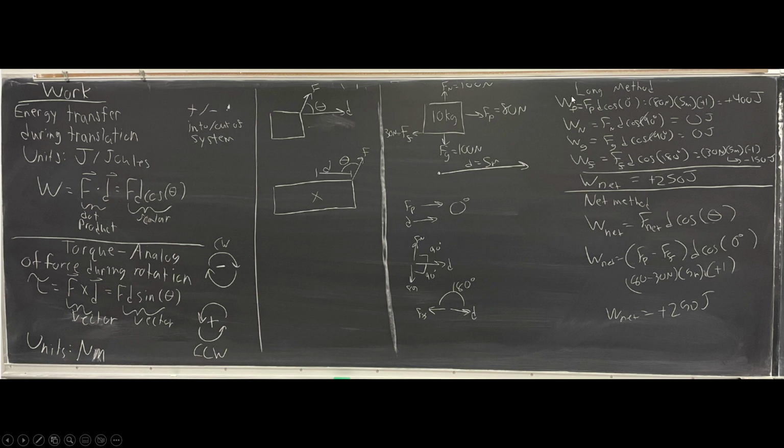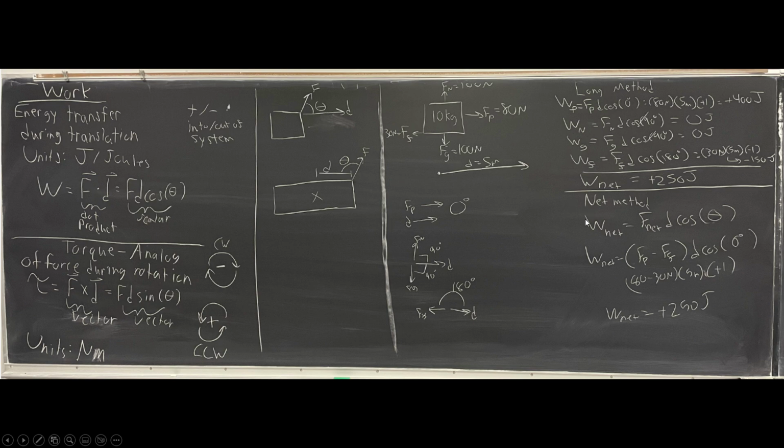Because work is a scalar and not a vector, we don't need these works to be parallel. We can just add them all up together to get our net work. 400 plus 0 minus 150 gives us positive 250 joules of net work.